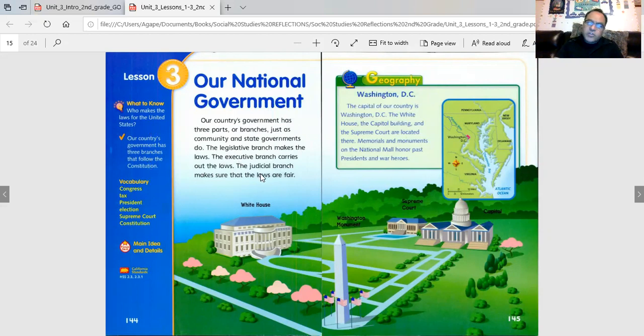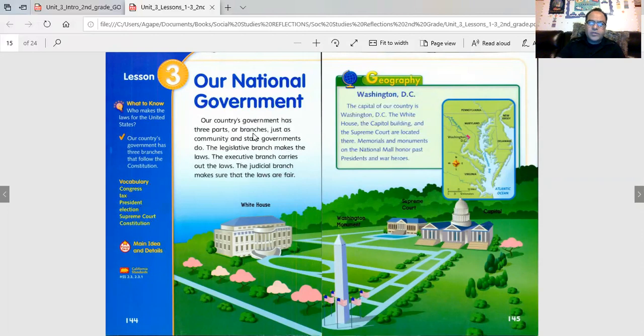government. In the previous sections, we read about how laws are created for the city or a community, the state. Now we're looking at national government. Some words that you'll see: Congress, tax, president, election, the Supreme Court, and Constitution.